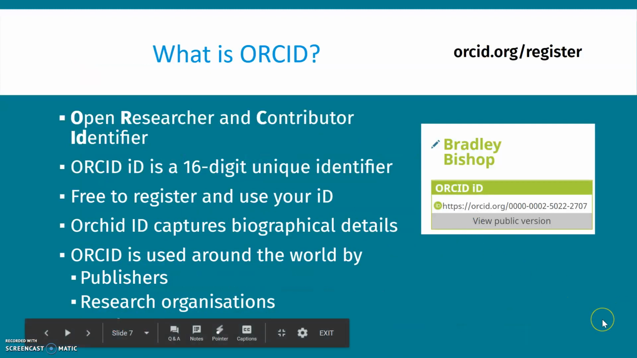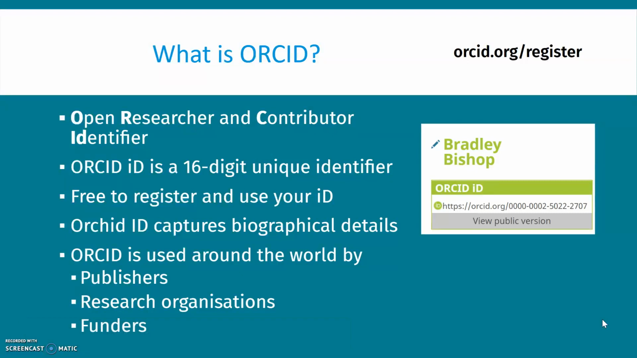So what is an ORCID iD? If you haven't done so already, please visit orcid.org and register. There's an example of mine, the ORCID iD that I have. It's an open researcher and contributor identifier. This ORCID iD is a 16-digit unique identifier. It's free to register, and you use your ID for linking reviews, articles, data sets, and many other things throughout your scholarly life. An ORCID iD captures biographical details.